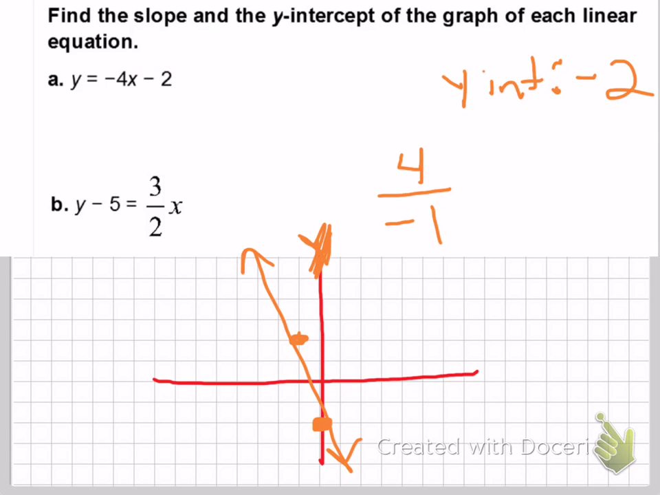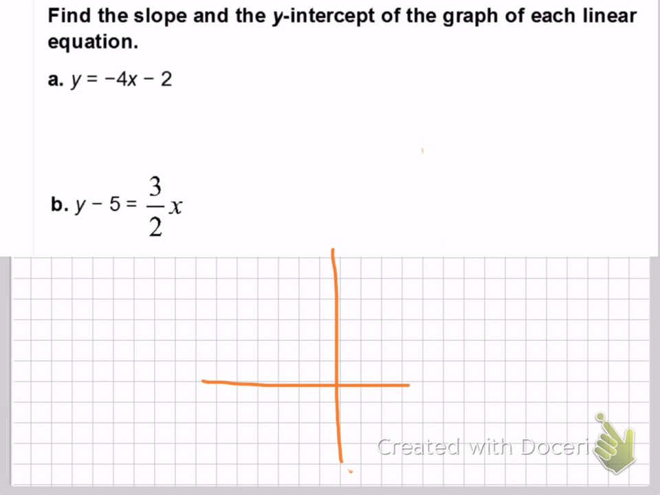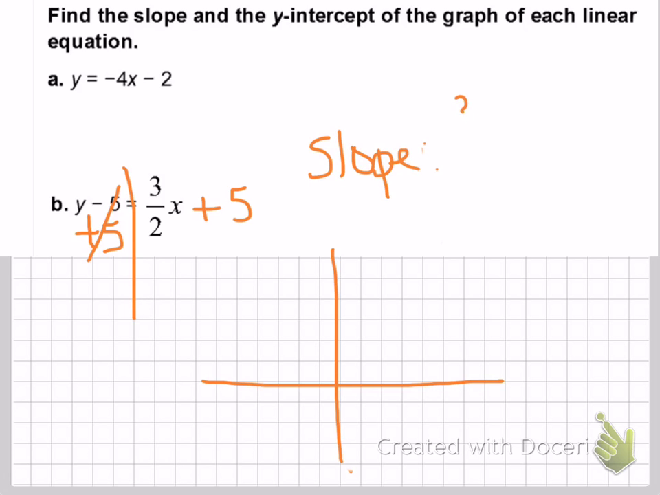Okay, let's try the second one. The second one is not written in slope-intercept form, y equals mx plus b. So we have to put it in that form. Let me just make a quick graph down here. I need to get y by itself, so we're going to add 5 and add 5. So now we have y equals 3 over 2x plus 5. So now my slope is 3 over 2, and my y-intercept is 5.